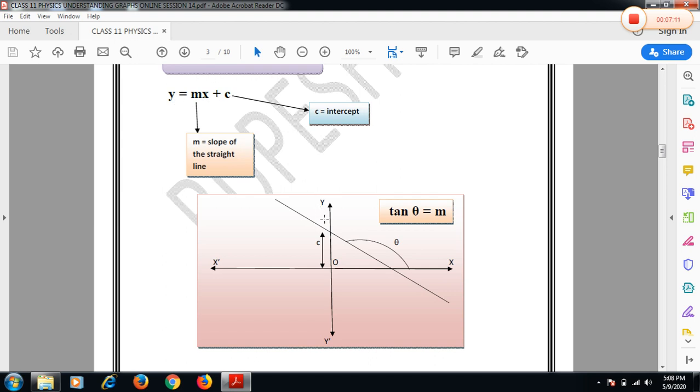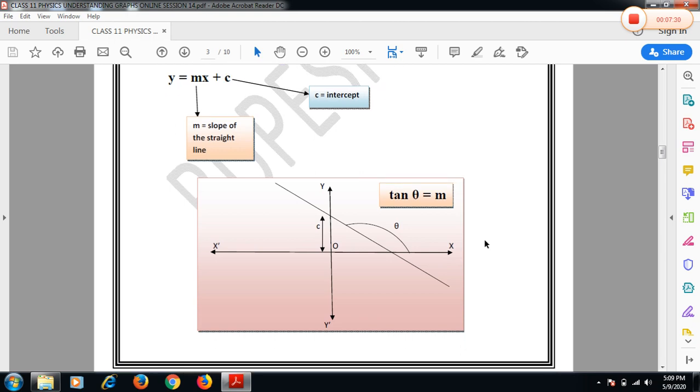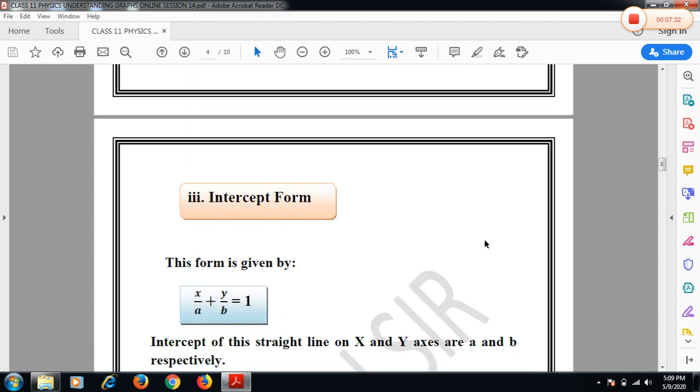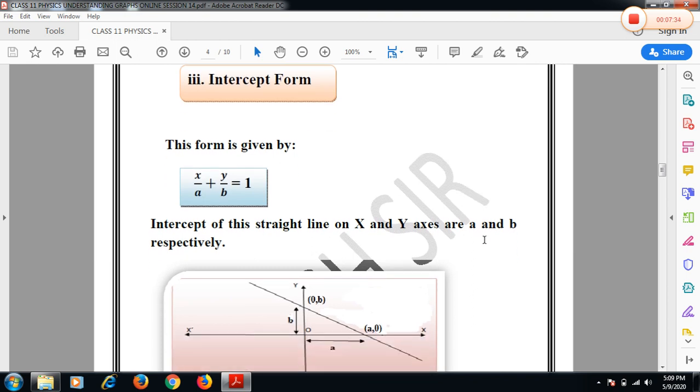Okay, here in this case, since theta is obtuse, we can easily say that the slope is negative and the intercept part is positive, right? Hope you have understood. Let us move forward to the third form, which is the intercept form.